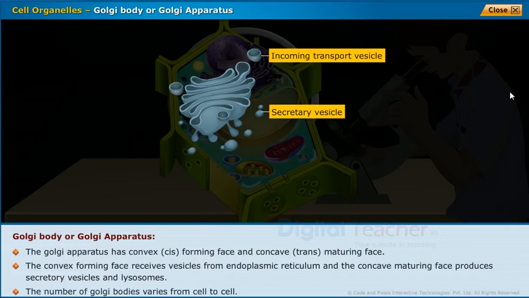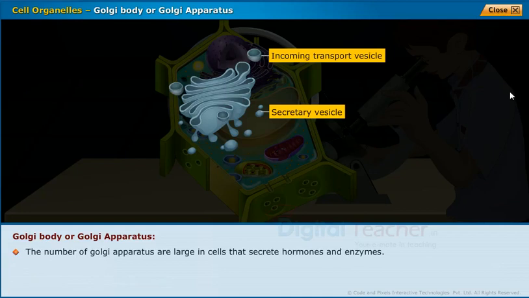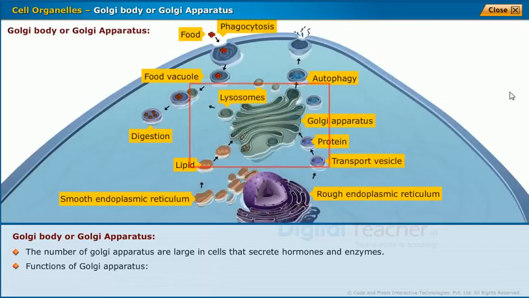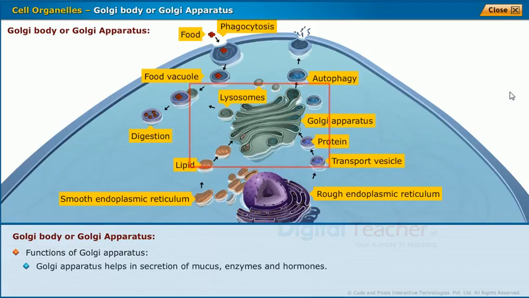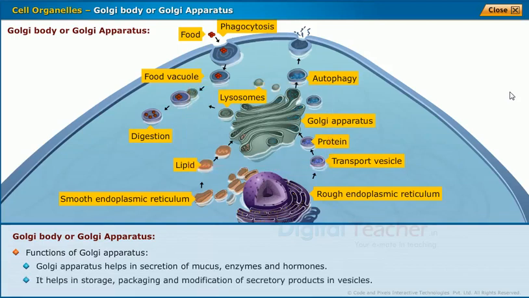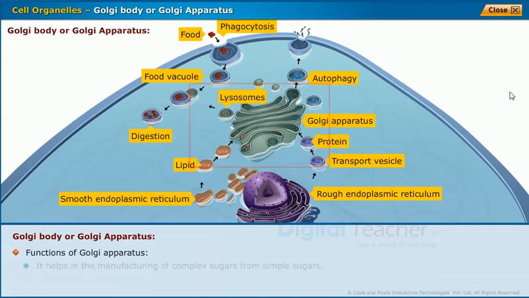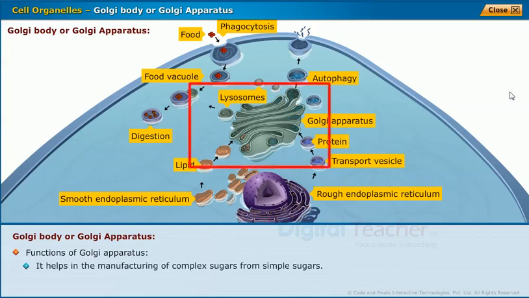The number of Golgi bodies varies from cell to cell. The number of Golgi apparatus is large in cells that secrete hormones and enzymes. Functions of Golgi apparatus. The Golgi apparatus helps in secretion of mucus, enzymes and hormones. It helps in storage, packaging and modification of secretory products in vesicles. It helps in the manufacturing of complex sugars from simple sugars. It helps in the formation of lysosomes.